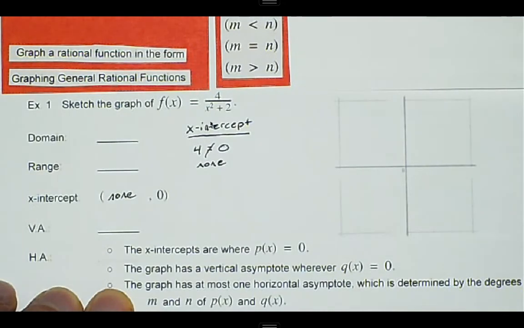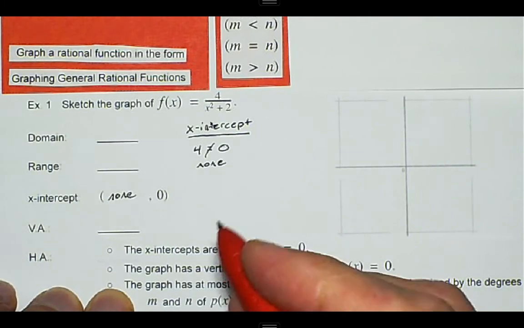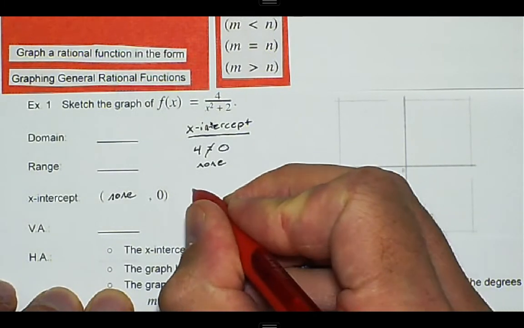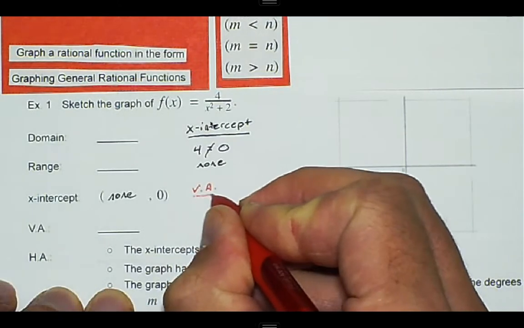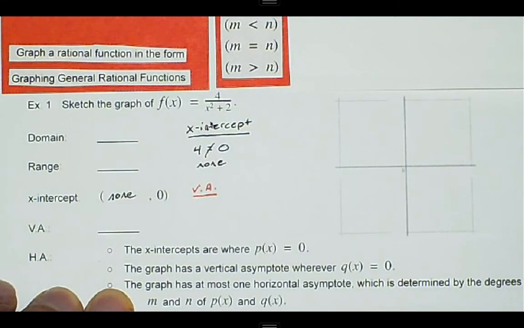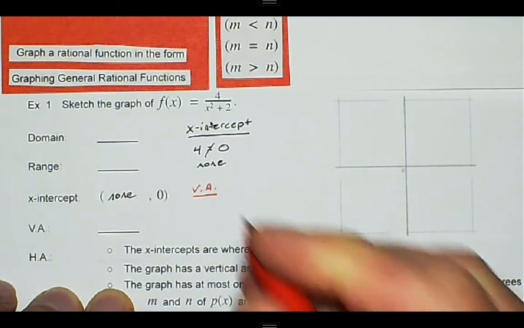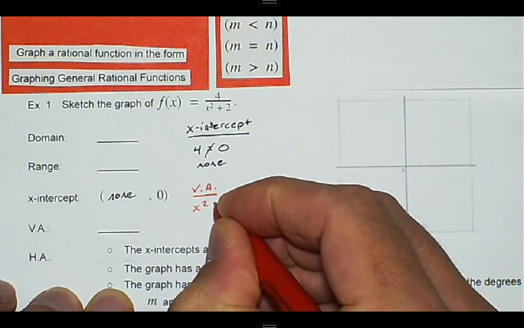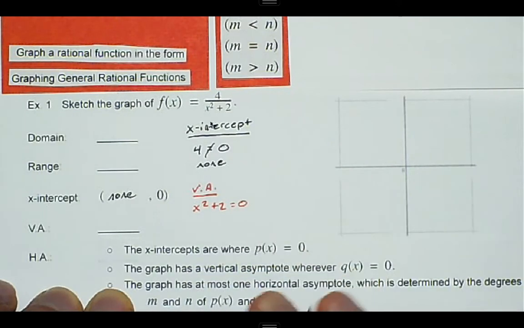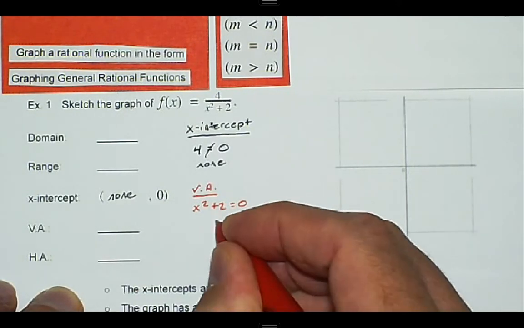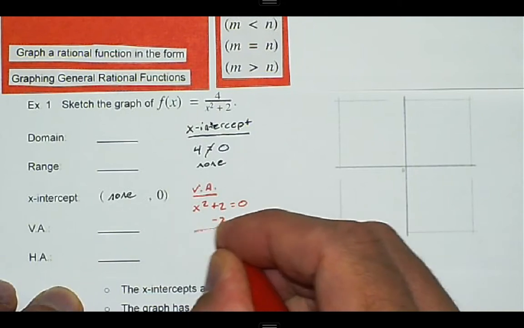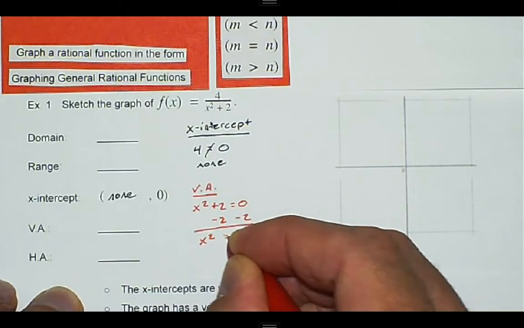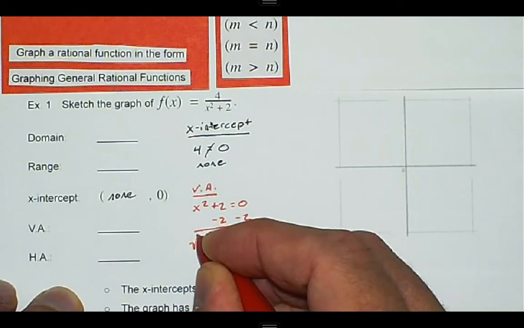Next thing that we want to do is graph the vertical asymptotes wherever q of x is equal to 0. So q of x is the denominator. So again, we're going to use the vertical asymptote. And we're going to take whatever's in the denominator and set it equal to 0 and see what we get. So here we'll have x squared plus 2 is equal to 0. And then we're just going to go ahead and solve that. So subtract 2, then we get x squared is equal to negative 2. And then we can take the square root.